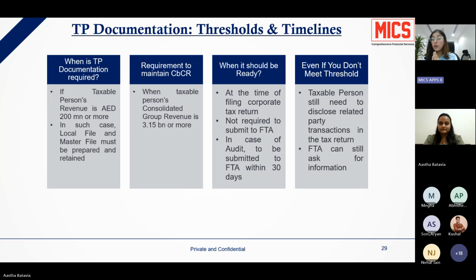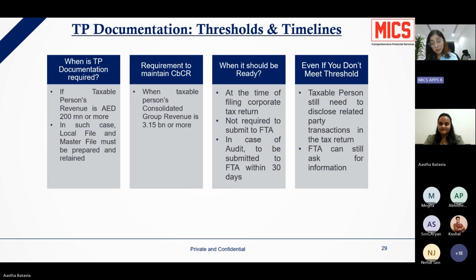Second is my local file and master file. A lot of you must have heard these two bombs, local file and master file. But there is a relief: only if your turnover exceeds AED 200 million do you need to prepare these documents. And these documents are nothing more than your internal policies and procedures which you have maintained to make sure that your transfer pricing compliance is correctly done.